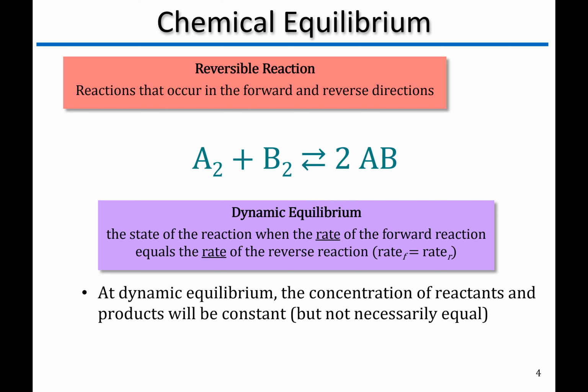And at a state of dynamic equilibrium, the concentration of the products and reactants will be constant, but they're not necessarily the same. Okay, so once we reach true dynamic equilibrium, we have the forward reaction and the reverse reaction occurring at the same rate, so that the concentrations of our reactants and products aren't changing, but that doesn't necessarily mean that they're equal in quantity.